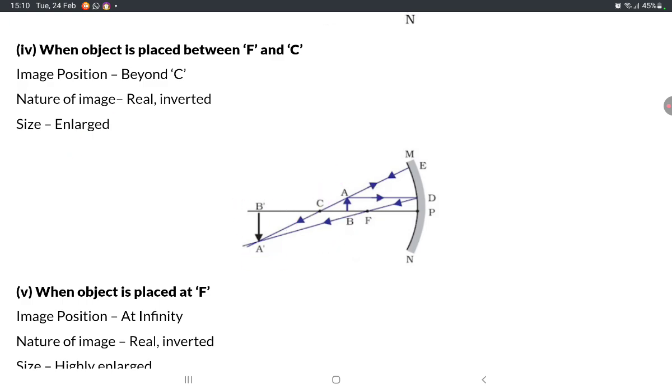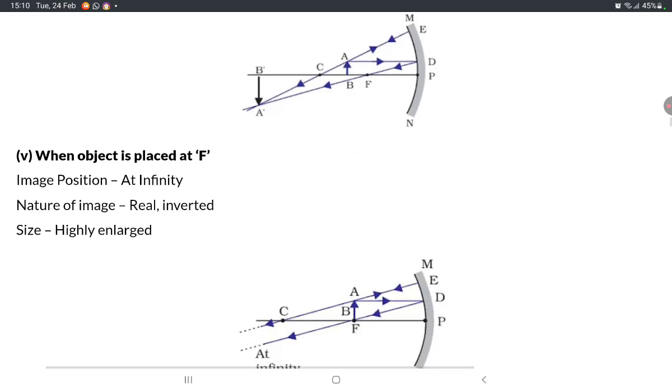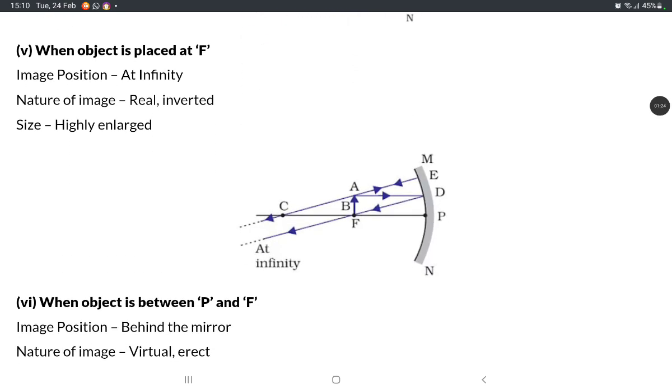When an object is placed at F, then the image position is at infinity. The nature of the image is real and inverted, and the size is highly enlarged.